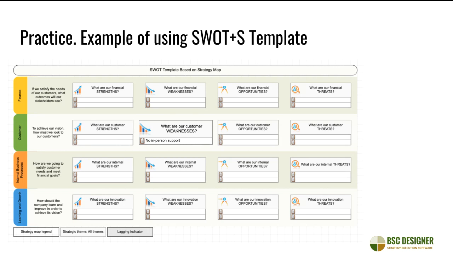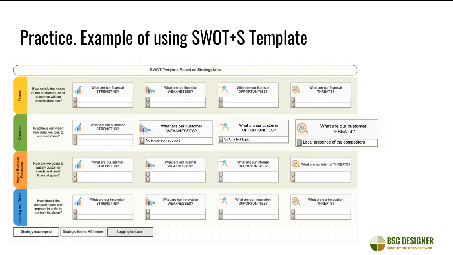So we map it in a customer perspective. Why? Because in-person support is about our customers, it's about the way we communicate with customers. So it's one of the weaknesses that I map here. And what about threats? The competitors are present on certain markets, and they have local presence. So it's a threat. Again, where to put it? Is it finance, customer, internal, or innovation perspective? It's more relevant to the customer perspective.